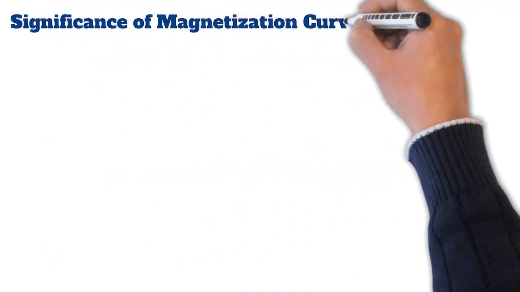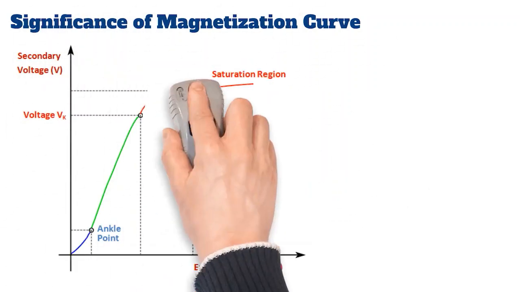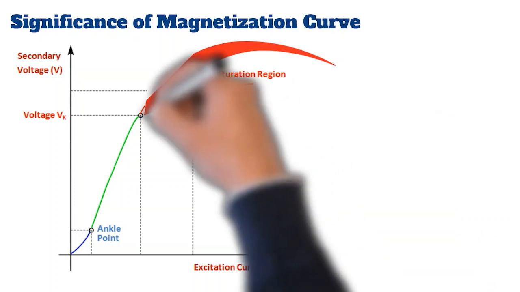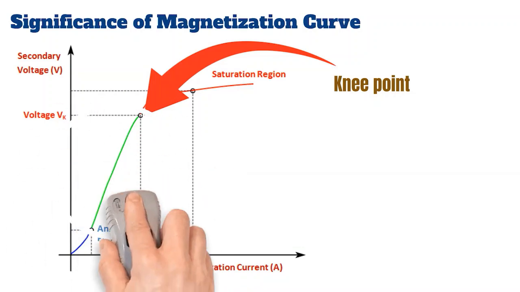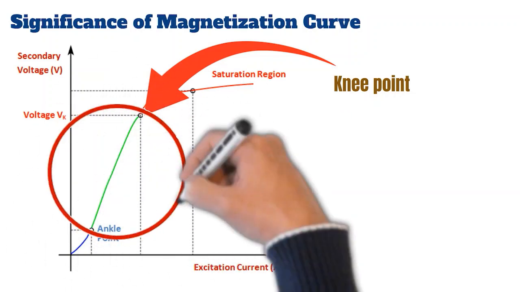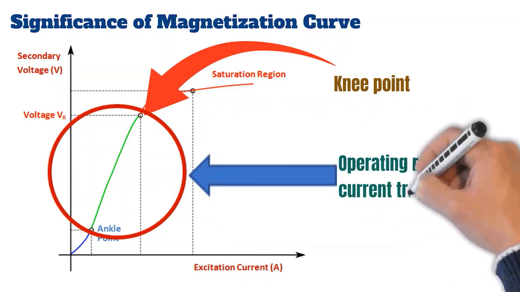The magnetization curve is a very important factor for a current transformer. You can observe the knee point of the magnetization curve. Beyond this knee point voltage, the linearity between primary and secondary circuits, that is, the desired property of a CT, does not hold anymore. Therefore, we should operate the CT in the linear region of the magnetization curve.